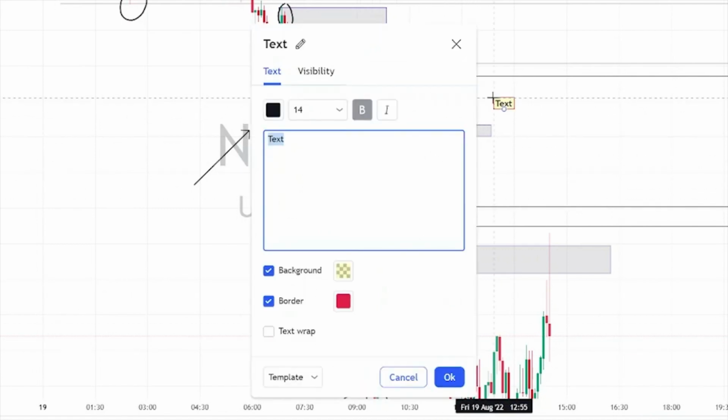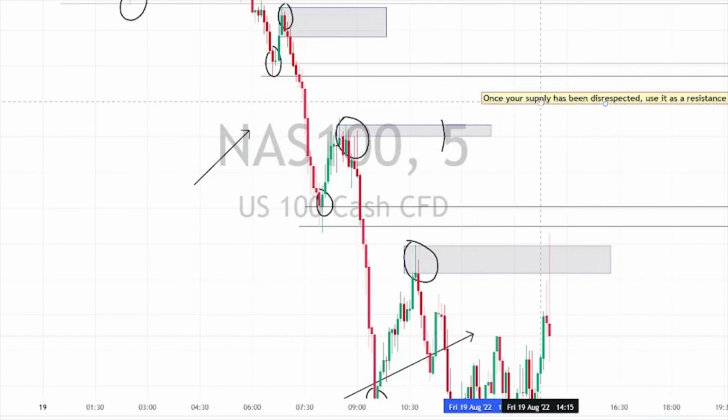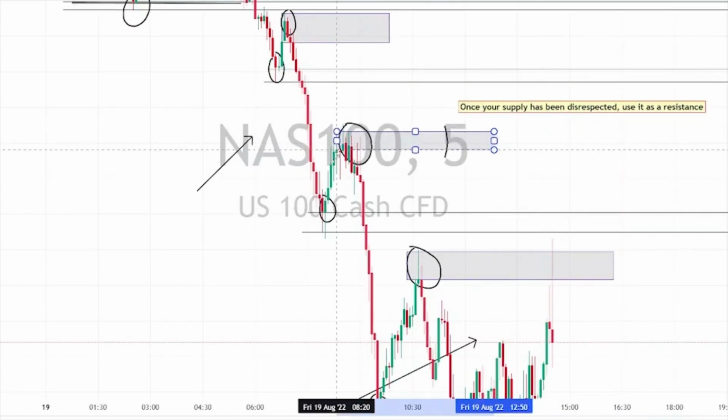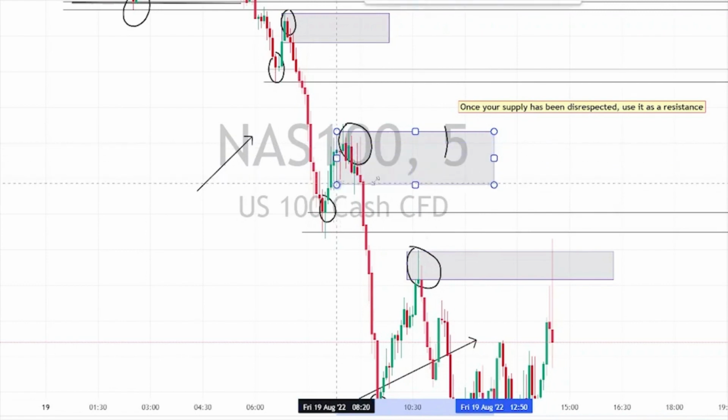Once your supply has been disrespected, use it as a resistance. You could try it out. It's been disrespected, then I have to use it as a resistance and then wait for the break of the candles below. Okay, so that is it.